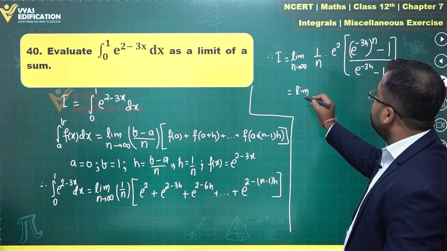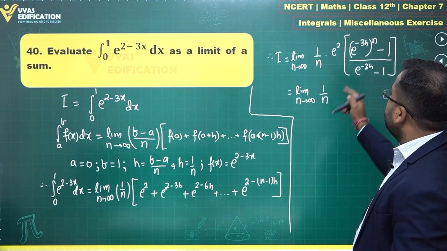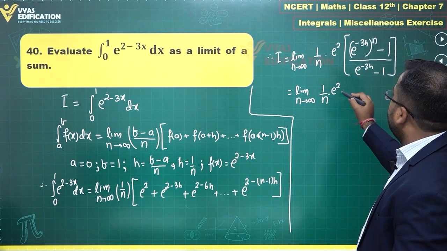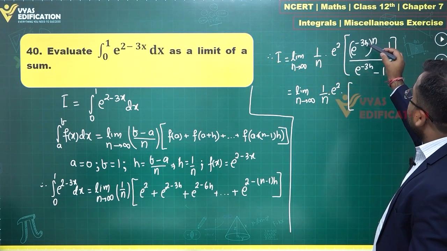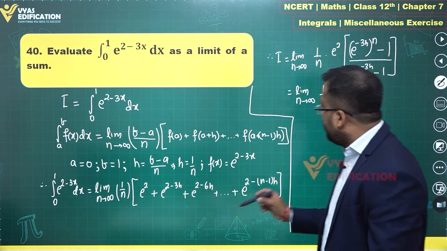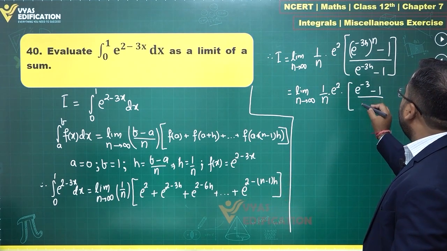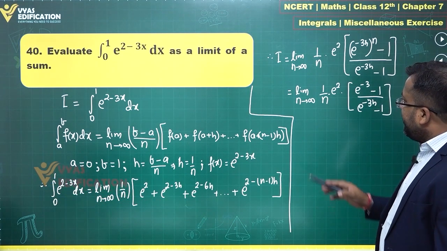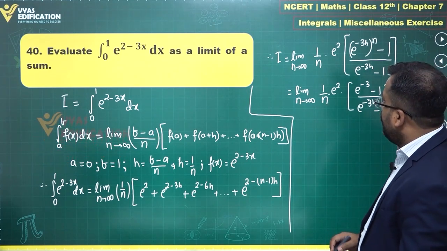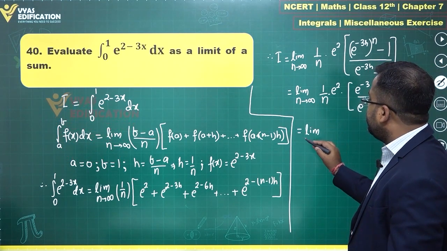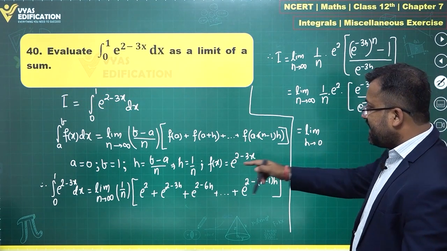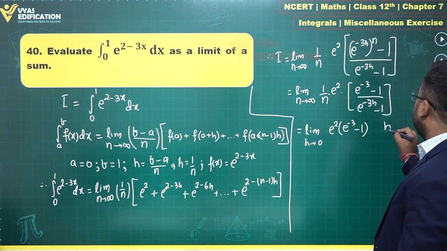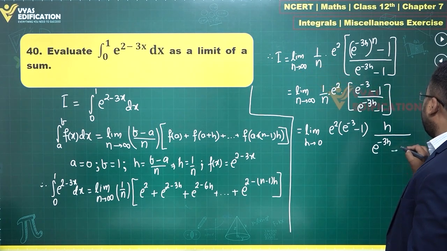So we'll need some concepts of limits along with that. Over here this is limit n tends to infinity, 1 by n is okay. Substitute that h is equal to 1 by n. Use that value over here. e square is also okay. This in the bracket becomes e power minus 3nh. So nh is 1. This is e power minus 3, minus 1, upon e power minus 3h, minus 1 is what I get. Right? This 1 by n can be written as h. As n tends to infinity, you can say limit h tends to 0. This 1 by n is actually h, so e square times (e power minus 3, minus 1) is okay, and h upon (e power minus 3h minus 1).